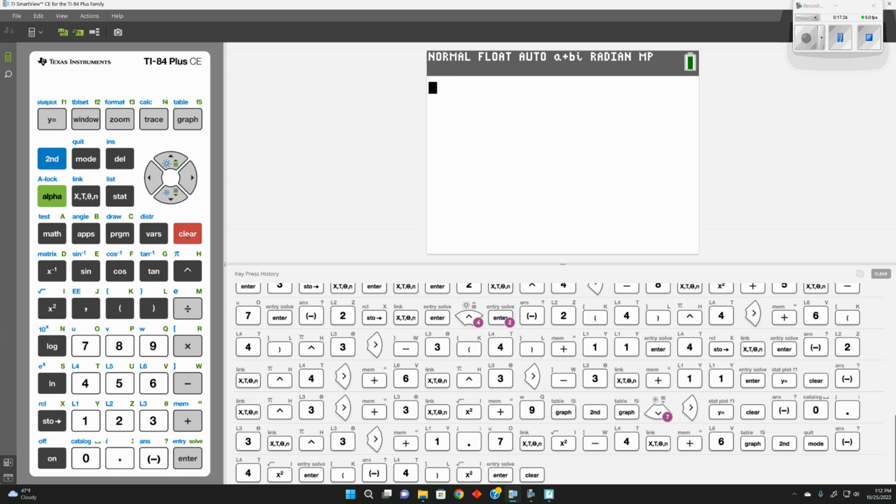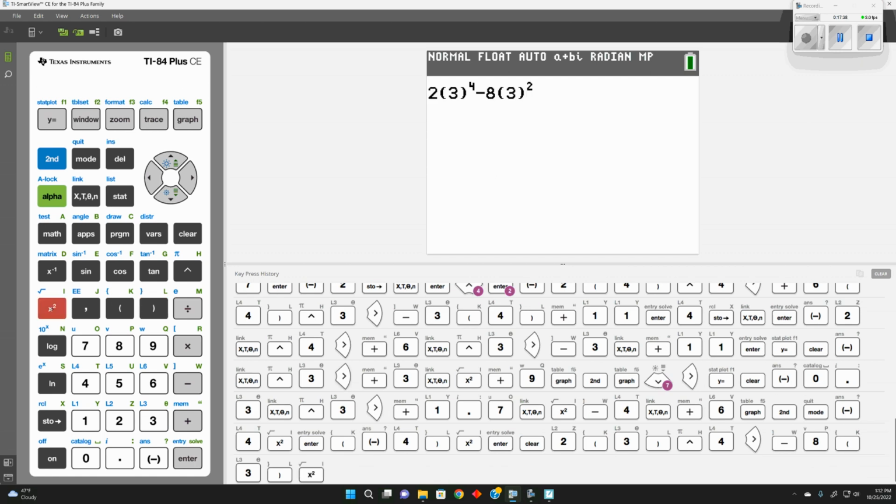So the one we're looking at, trying to get to the right page. So we can do 2 times 3 to the fourth minus 8 times 3 squared plus 5 times 3 minus 7. Well, for the most part here, yes, because it will see it as 23, not this.